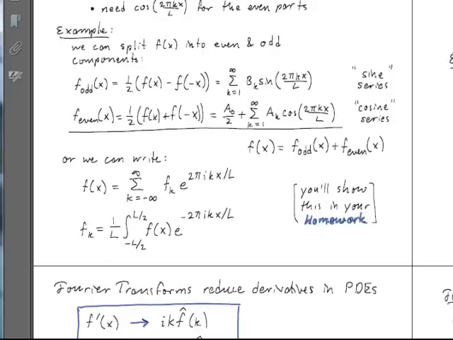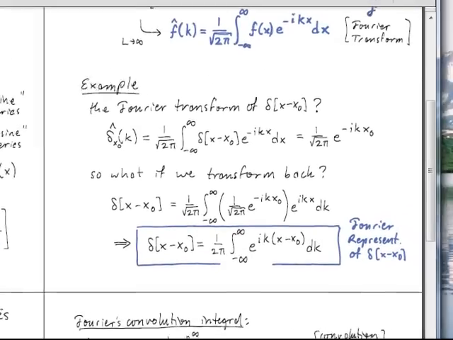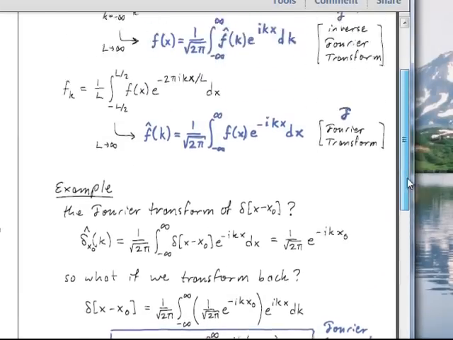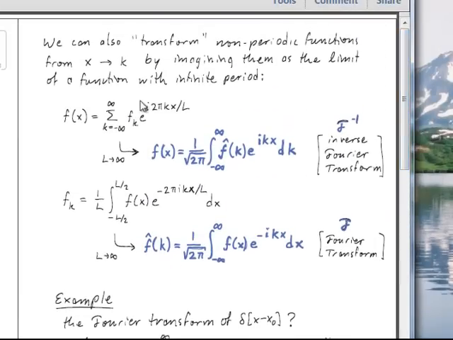Okay, so now what we're going to do is go over to this other page and look at what happens when we take the limit as the length of the interval goes to infinity, and in that limit you find that you can write down this generalization of the Fourier series for an infinite interval in this form.